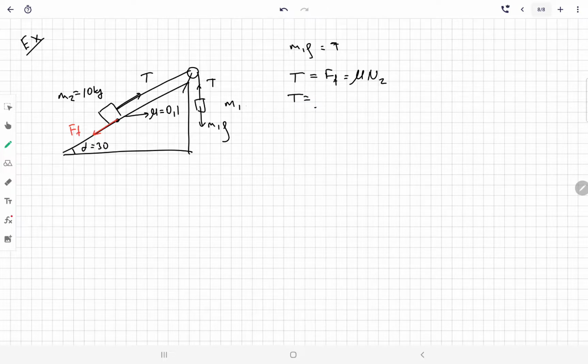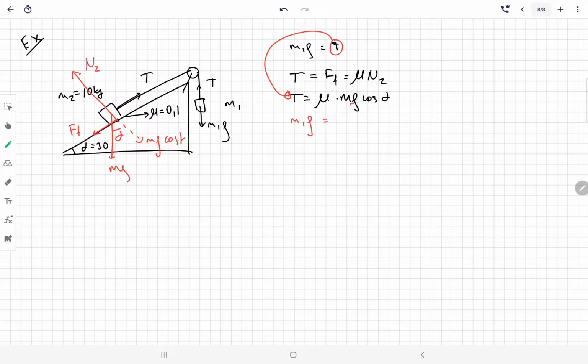And in this case, reaction force equals mg cosine alpha. Downward we have a mg, perpendicular to the surface reaction force, let's call it N2. So as we explained before, the opposite component to the reaction force equals mg cosine alpha. So this tension equals M1g, equals M2 g cosine alpha.